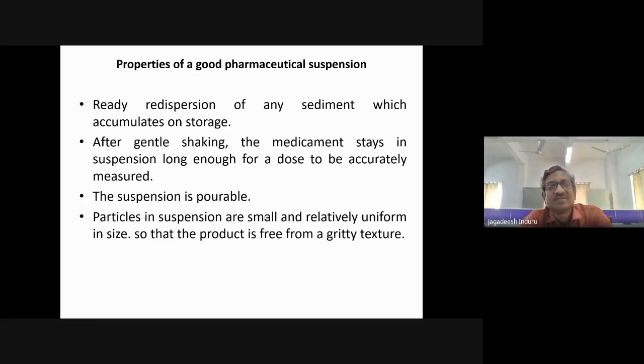So these are the primary requirements of any good pharmaceutical suspension that we need to target. If you are able to achieve these, we then need to consider what parameters to keep under control and how to control them. These are all the things which will make the journey of pre-formulation fruitful.